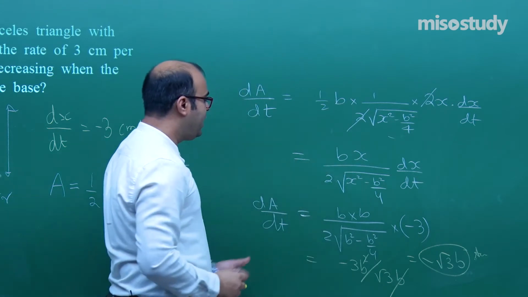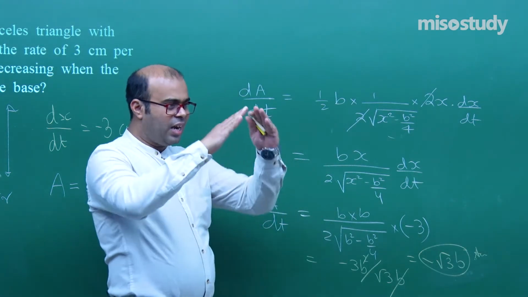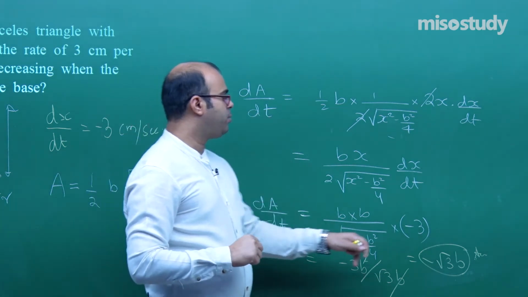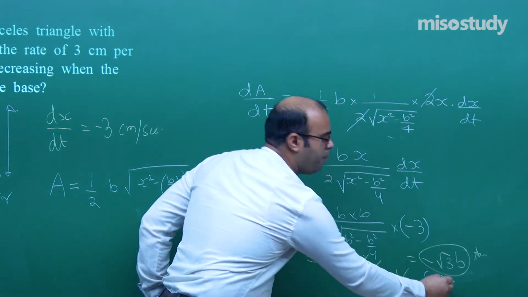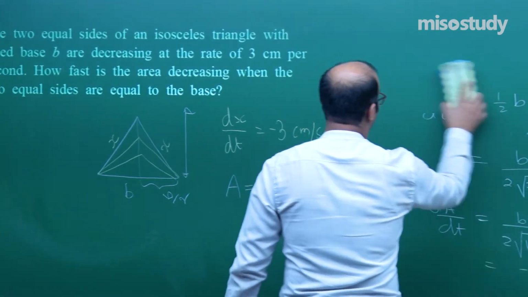So we are getting the rate of change of area negative also, because area is also decreasing. If the side length is decreasing, the area of the triangle will also decrease. So dA by dt is minus root 3b, obviously centimeter square per second. Now let us move on to the fifth question.